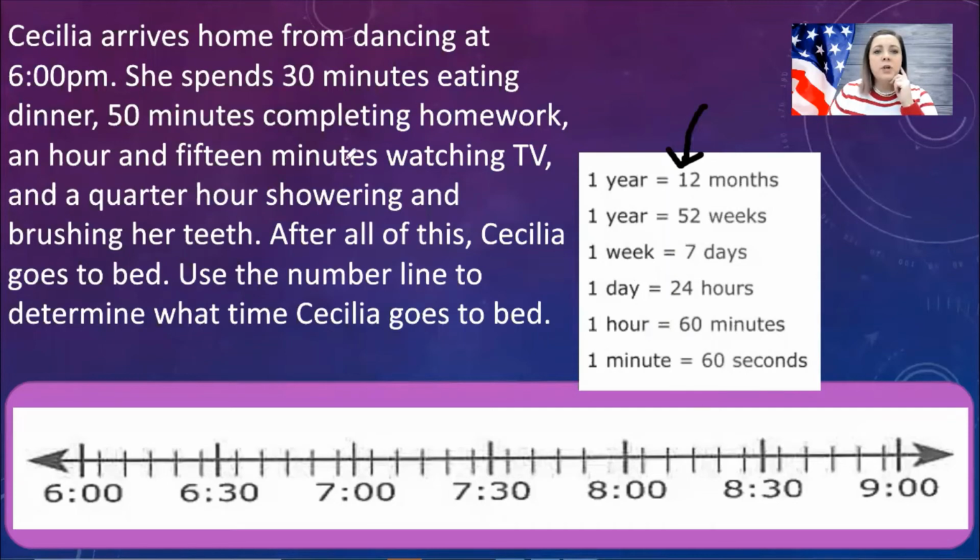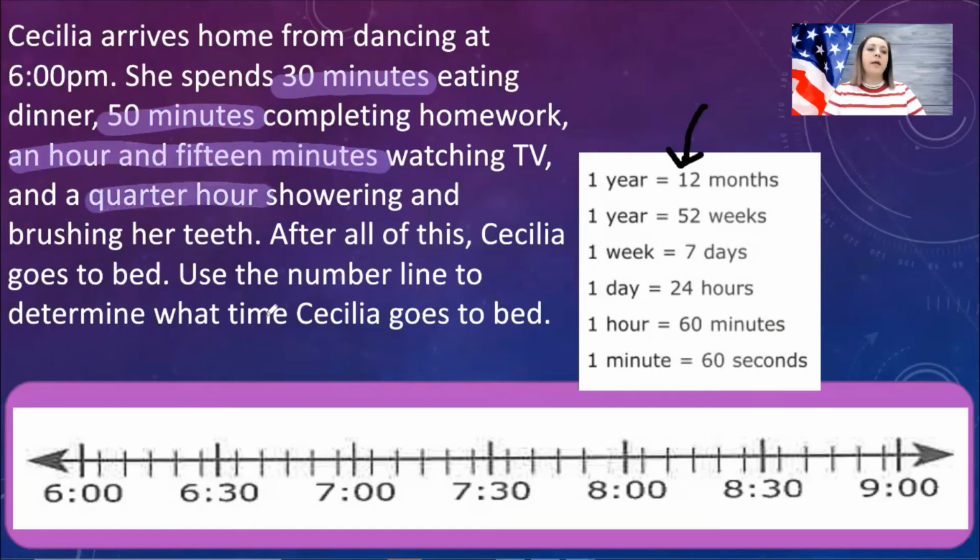She spends 30 minutes eating dinner, 50 minutes completing her homework, an hour and 15 minutes watching TV, and a quarter hour showering and brushing her teeth. After all of this, Cecilia goes to bed. Use the number line to determine what time Cecilia goes to bed.